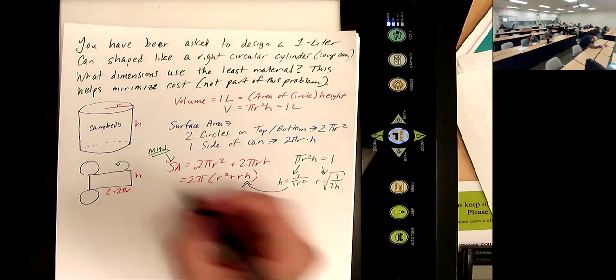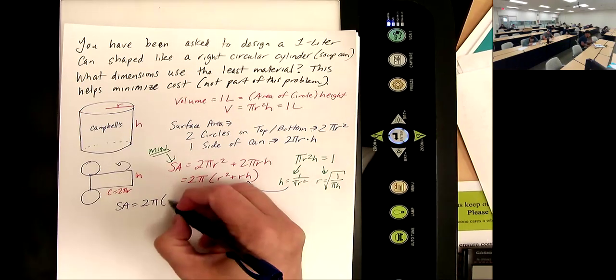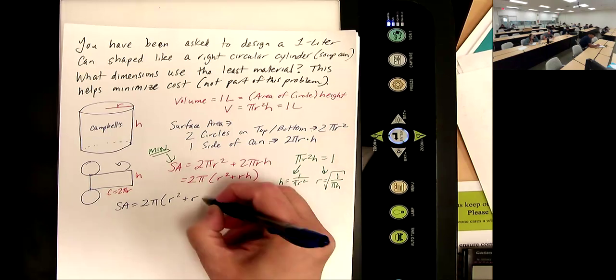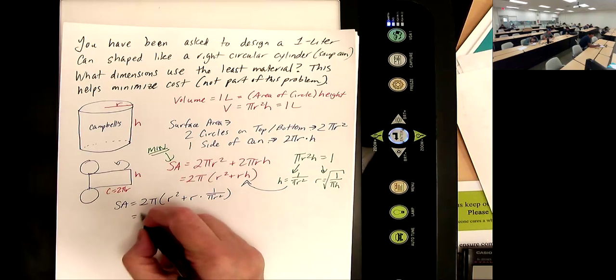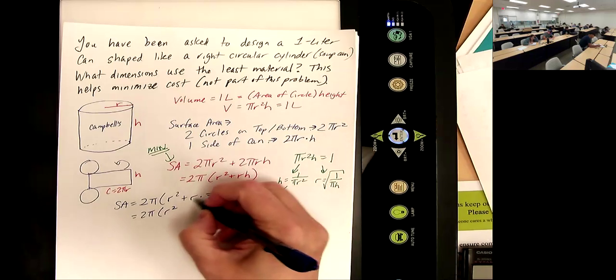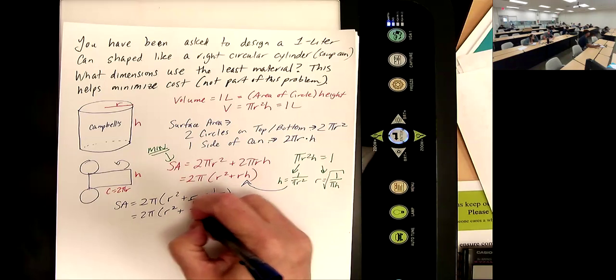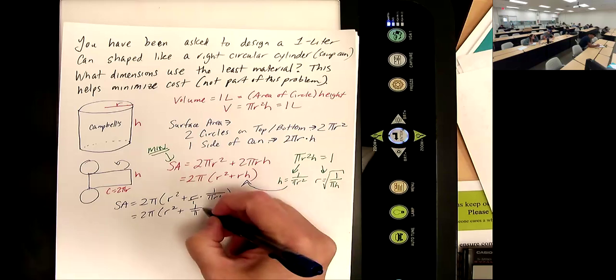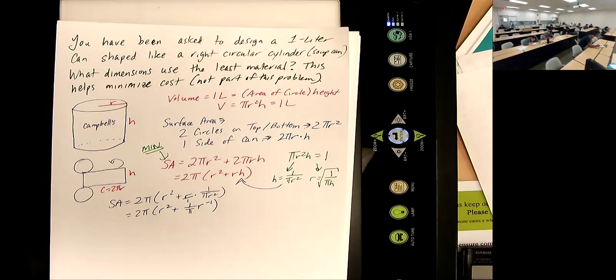We'll plug it in, we've got SA equals 2 pi times R squared plus R times 1 over pi R squared, which will give us 2 pi times R squared. This is like R over 1, this will be 1 over pi. I'm going to have a 1 over R, but I'm going to write that as R to the negative 1, because if I write it as R to the negative 1, I don't have to do a quotient rule.